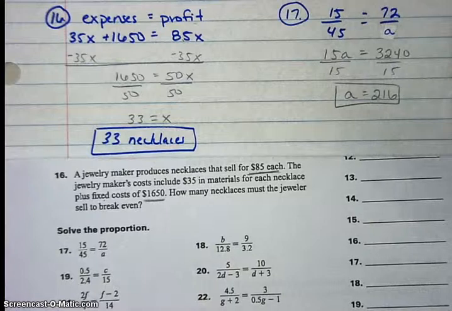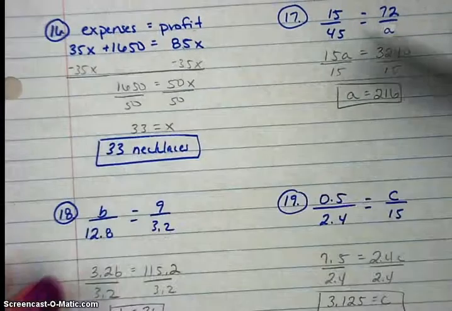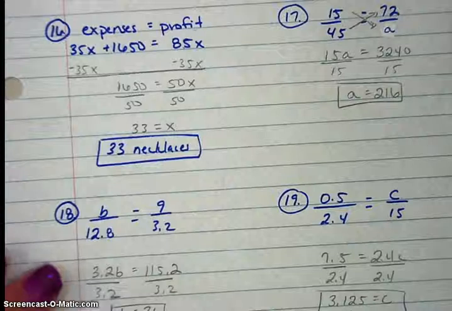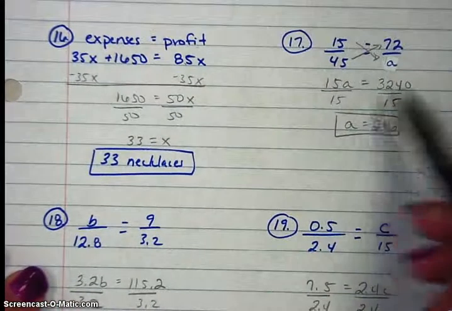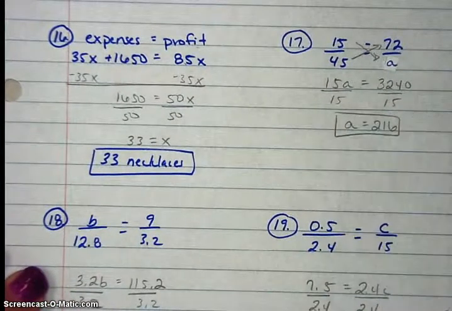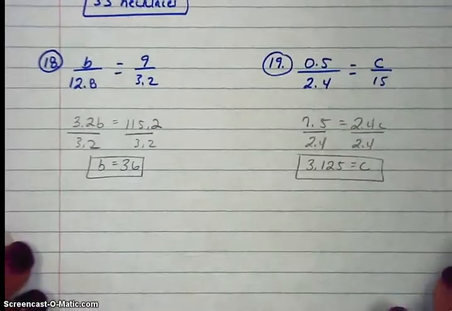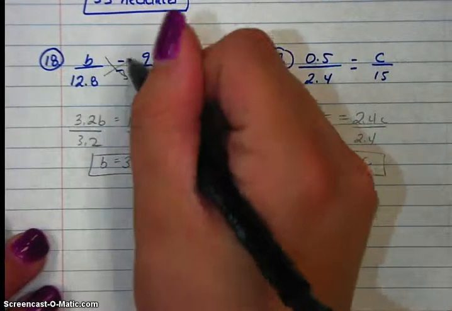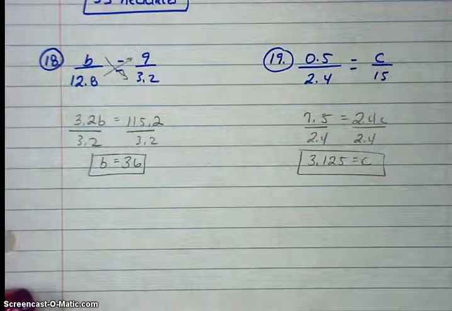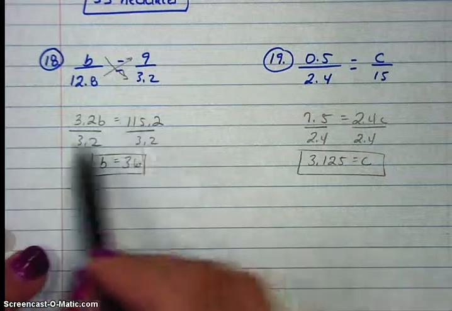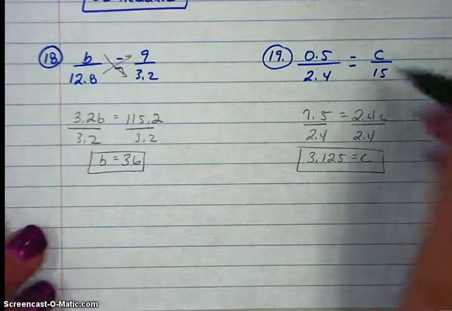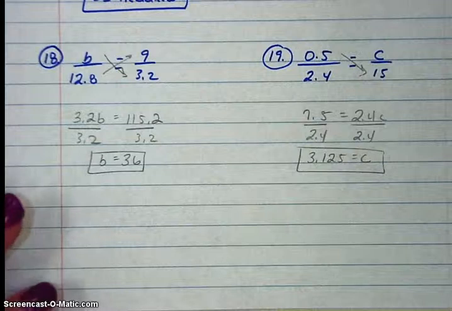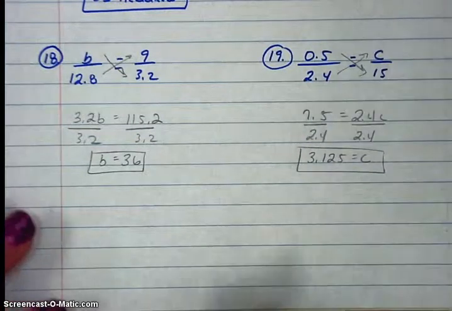Number 17 is a proportion. All you have to do is cross multiply. 15 times a equals 45 times 72, which is 3,240, divide by 15. Same thing here with 18 and 19. Cross multiply. b times 3.2 equals 9 times 12.8, divide by 3.2. Number 19, 0.5 times 15 equals 2.4 times c.